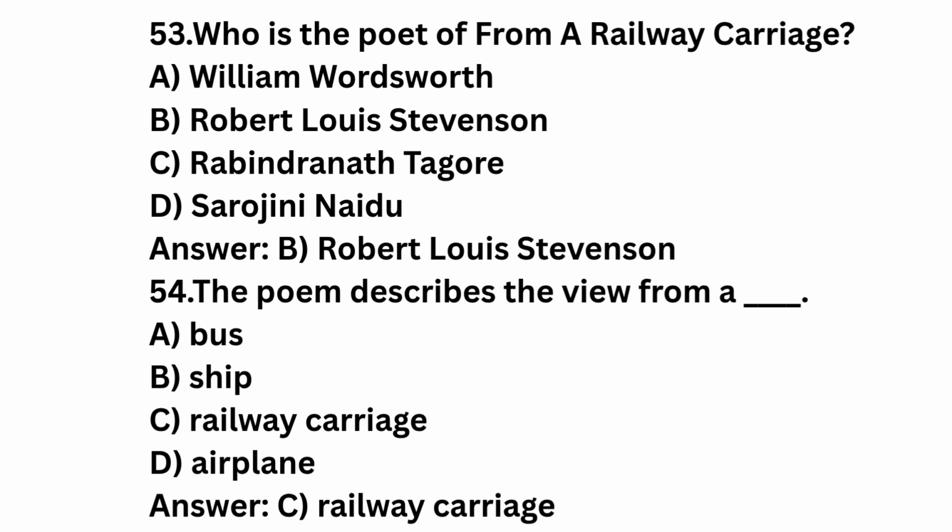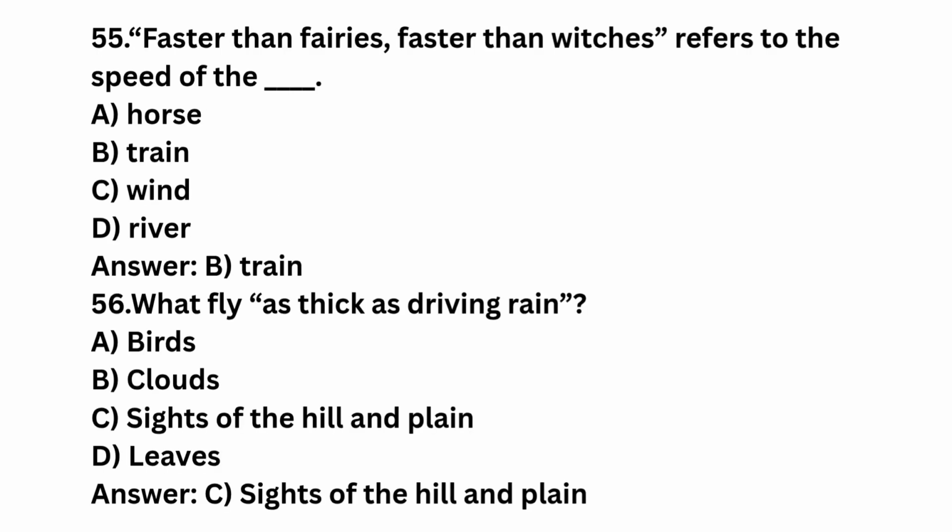Who is the poet of From a Railway Carriage? William Wordsworth, Robert Louis Stevenson, Rabindranath Tagore, Sarojini Naidu. Answer: Robert Louis Stevenson. The poem describes the view from a bus, ship, railway carriage, aeroplane. Answer: railway carriage. Faster than fairies, faster than witches refers to the speed of the horse, train, wind, river. Answer: train. What fly as thick as driving rain? Birds, clouds, sides of the hill and plain, leaves. Answer: sides of the hill and plain.